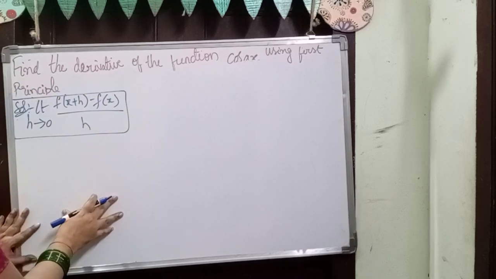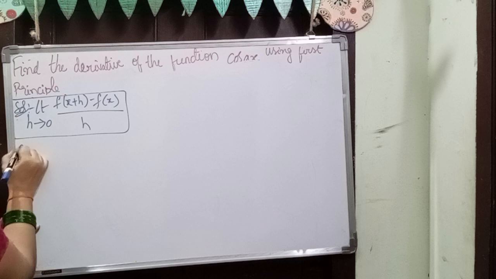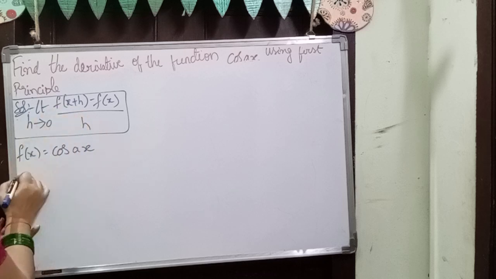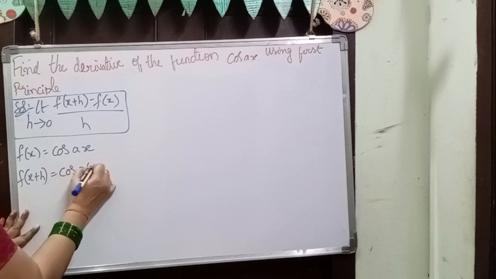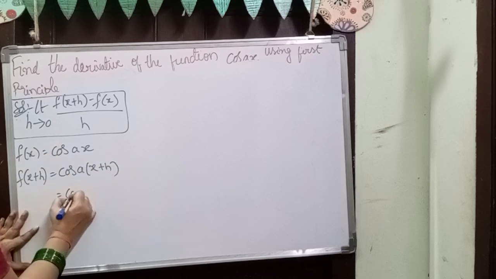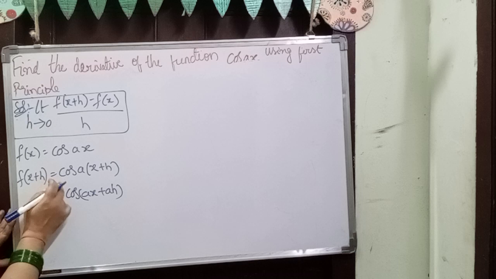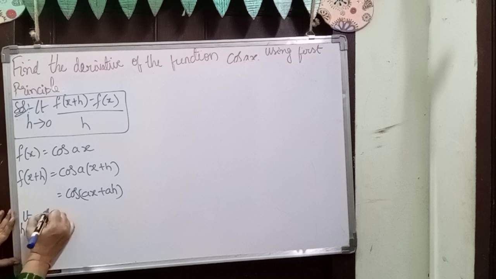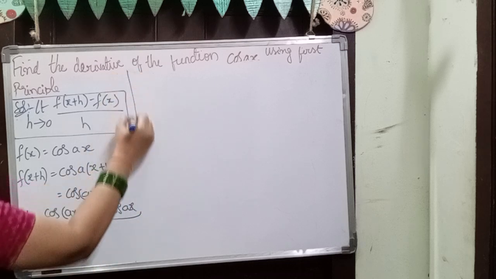Using this, we have to find the derivative of that function. First, f of x is equal to cos ax. Next, f of x plus h: substitute x plus h in the place of x, and you will get cos ax plus ah. Now substitute these two in this formula. What we will get: limit h tends to 0, cos ax plus ah minus cos ax whole by h.